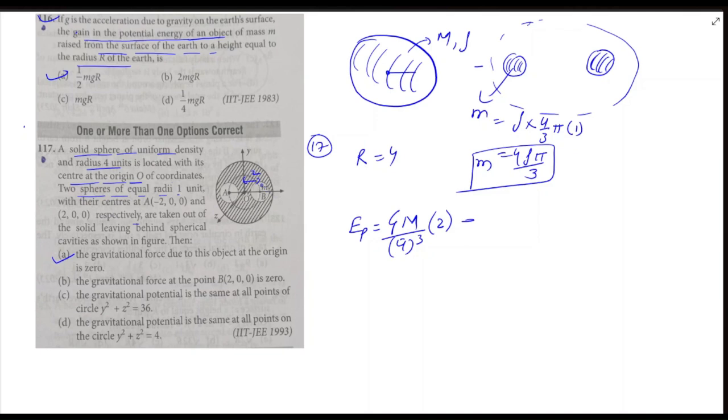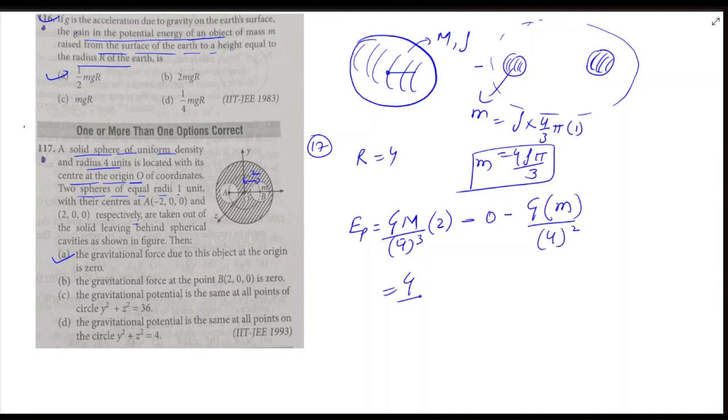Minus, look, this negative sphere has no influence at B, because B is at its center. So at the center, the field due to this will be 0. And due to A, this is 2 and this is 2, so it is total 4. So it will be minus G small m upon 4 squared, right? Okay.